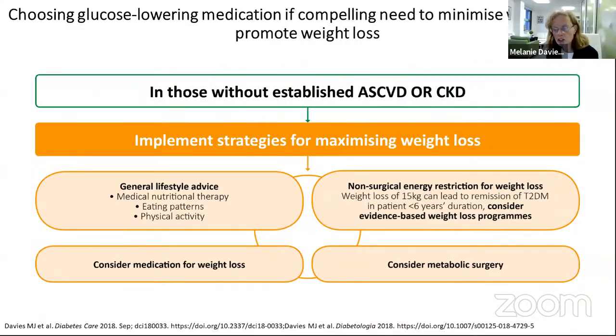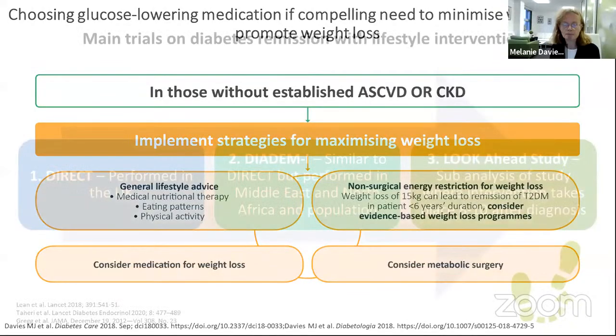In those in which we're trying to improve glycemic control, but we're trying to minimize weight gain or promote weight loss, then we need to be sure that we're implementing strategies for maximizing weight loss. And that may be around lifestyle advice. It may be around pharmacotherapy. It may be around the non-surgical energy restricted diets, and I'll talk briefly about those. Or it may even be around metabolic surgery.